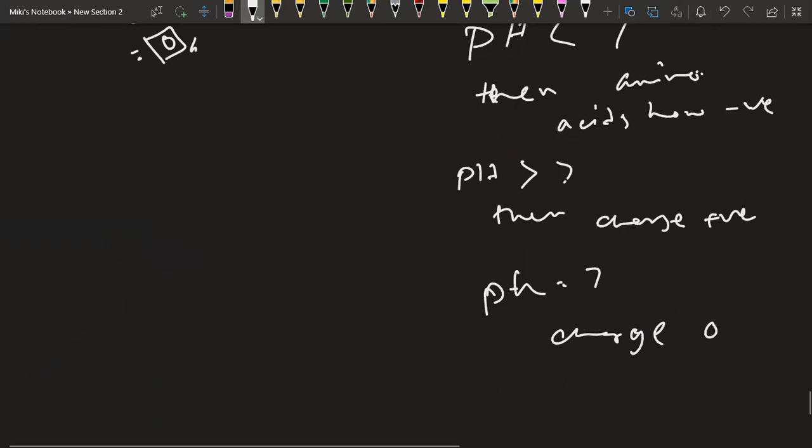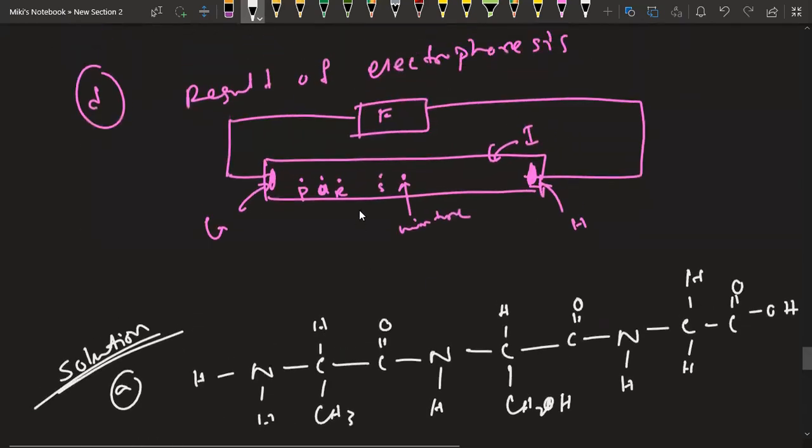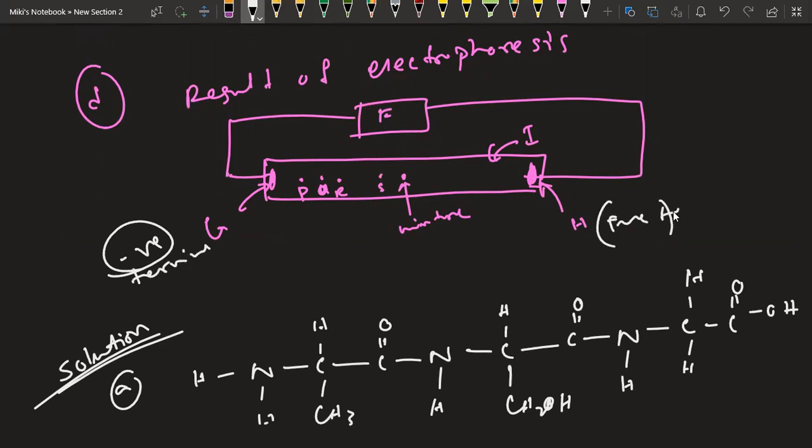So in this case, since all of them have a positive charge, they're moving towards G. So what should be the charge of G? This should be the negative terminal, isn't it? G negative terminal. That means H should be the positive terminal. That means all of them, PQRS, are positively charged. F is our DC supply, the DC power supply. I is the glass containing the filter paper. I is filter paper.